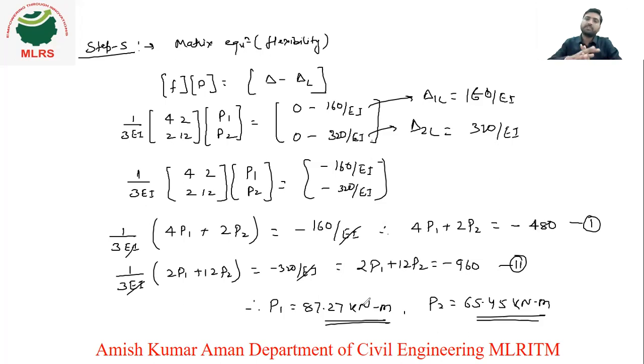In this method we have 5 steps, right? In those 5 steps, the first step is calculation of static indeterminacy. The second step is calculation of free bending moment. The third step is calculation of reactions at support. The fourth step is to calculate the flexibility matrix, that is, calculation of flexibility matrix elements. And then finally, using the flexibility matrix equation, we will find the unknowns.